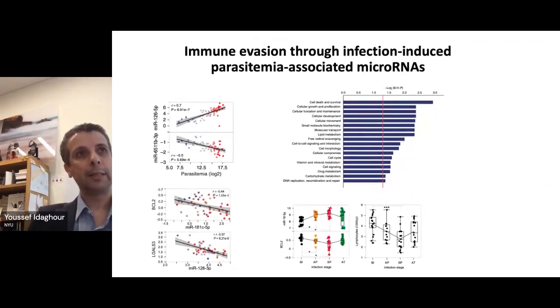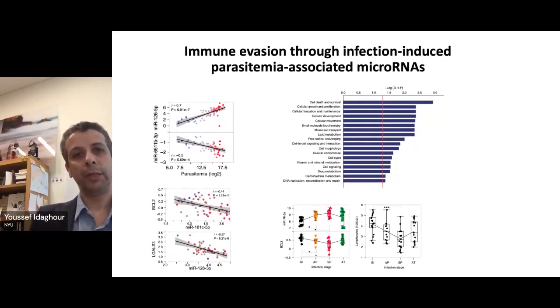We looked, and this is the data from the replication study. When we look in the discovery study, we also see very nice anti-correlation in all the stages of infection. You can clearly see how when this microRNA goes up, this target gene goes down. And then we decided to look at this further, because the potential consequence of these changes is that you will trigger apoptosis of immune cells in the system.